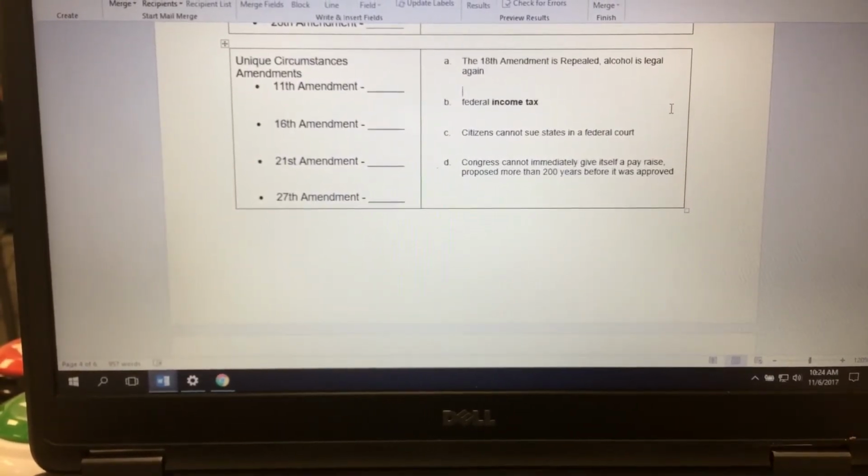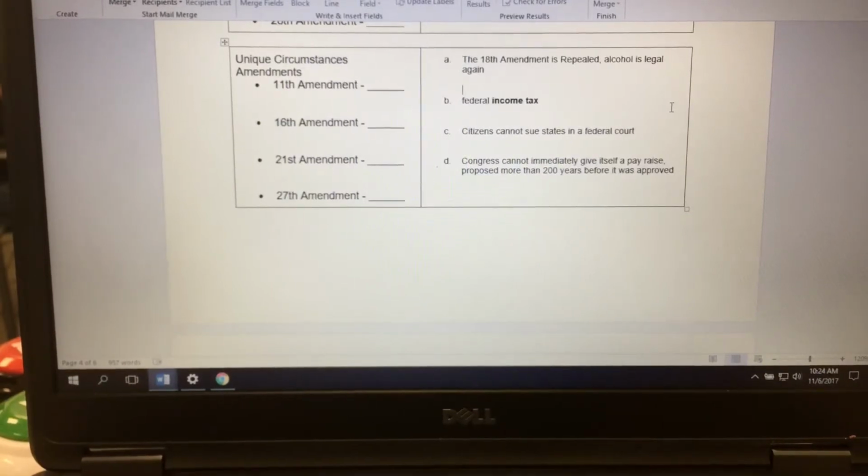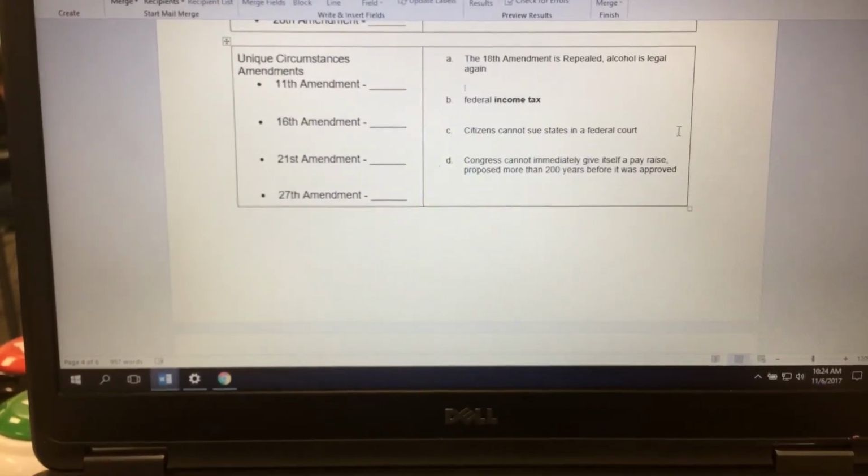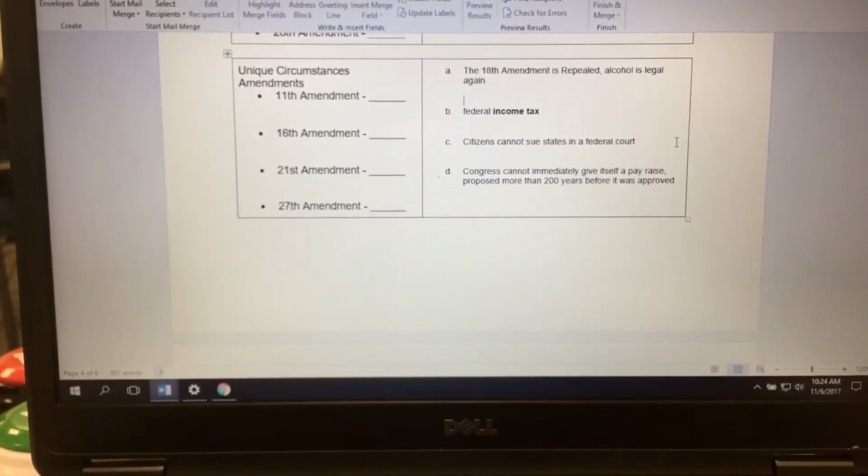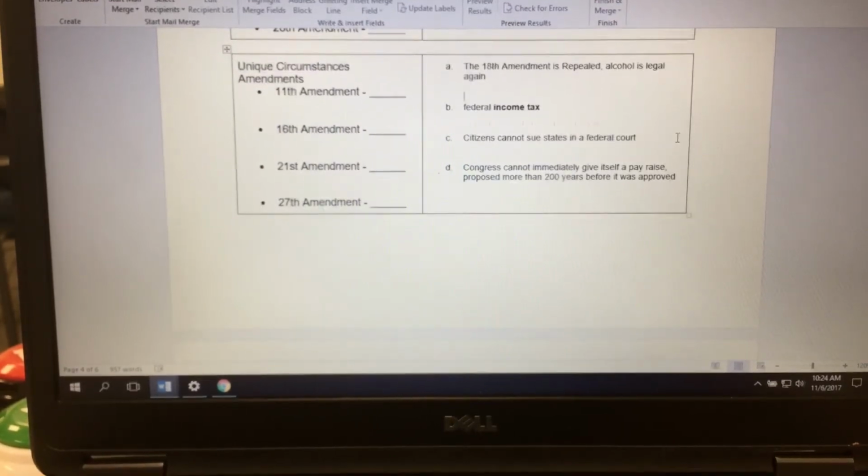Citizens cannot sue states in a federal court. Congress cannot immediately give itself a pay raise, proposed more than 200 years before it was approved.